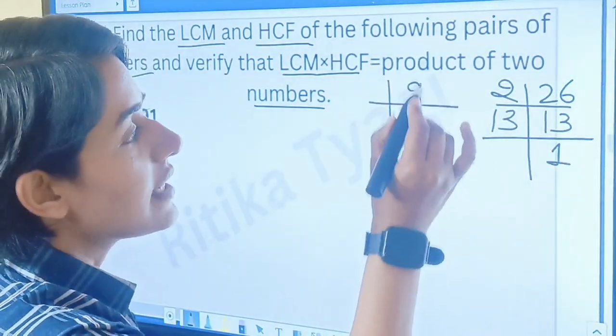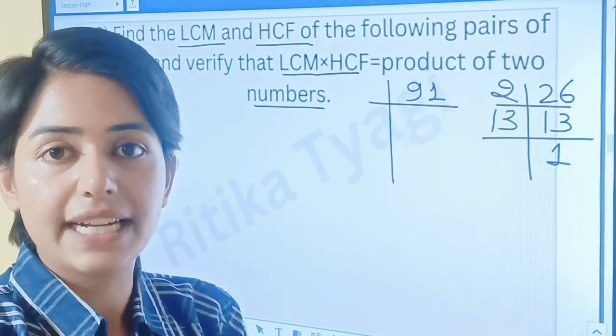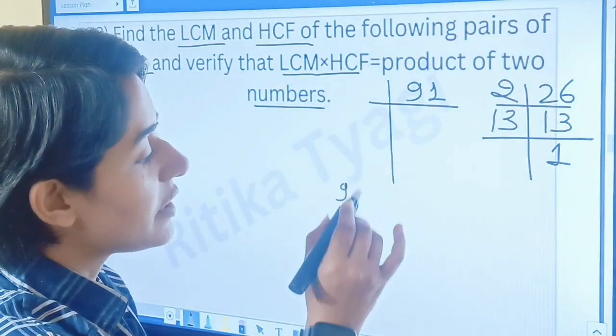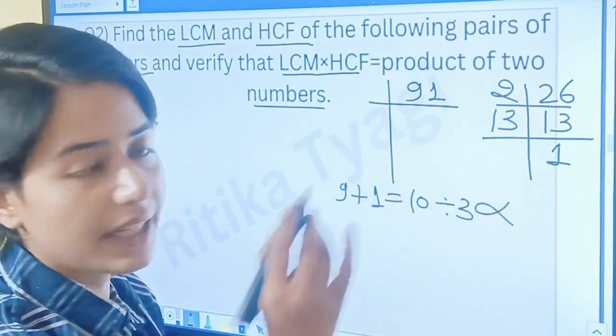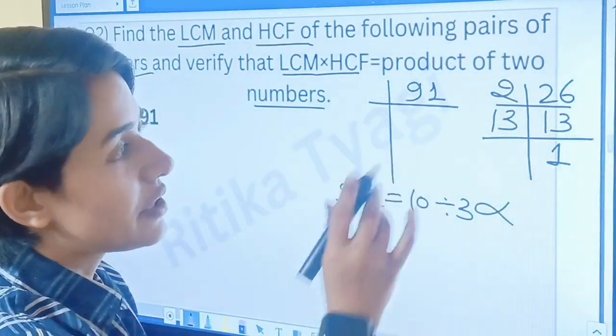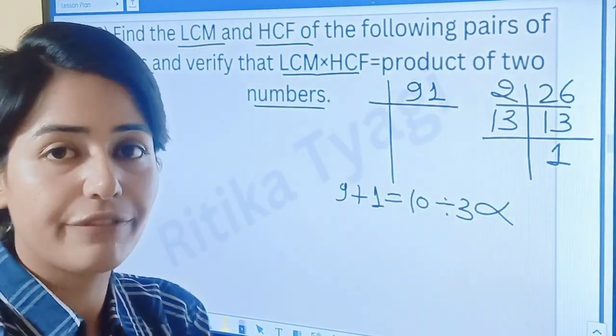Now we have to factorize 91. So 91 is an odd number because it ends with an odd digit, that is 1. First we have to check the divisibility by 3. Sum all the digits, we get 10, and 10 is not divisible by 3. So this number is not divisible by 3. Now we have to check divisibility by 5. Not divisible by 5 because the end digit is not 0 or 5.